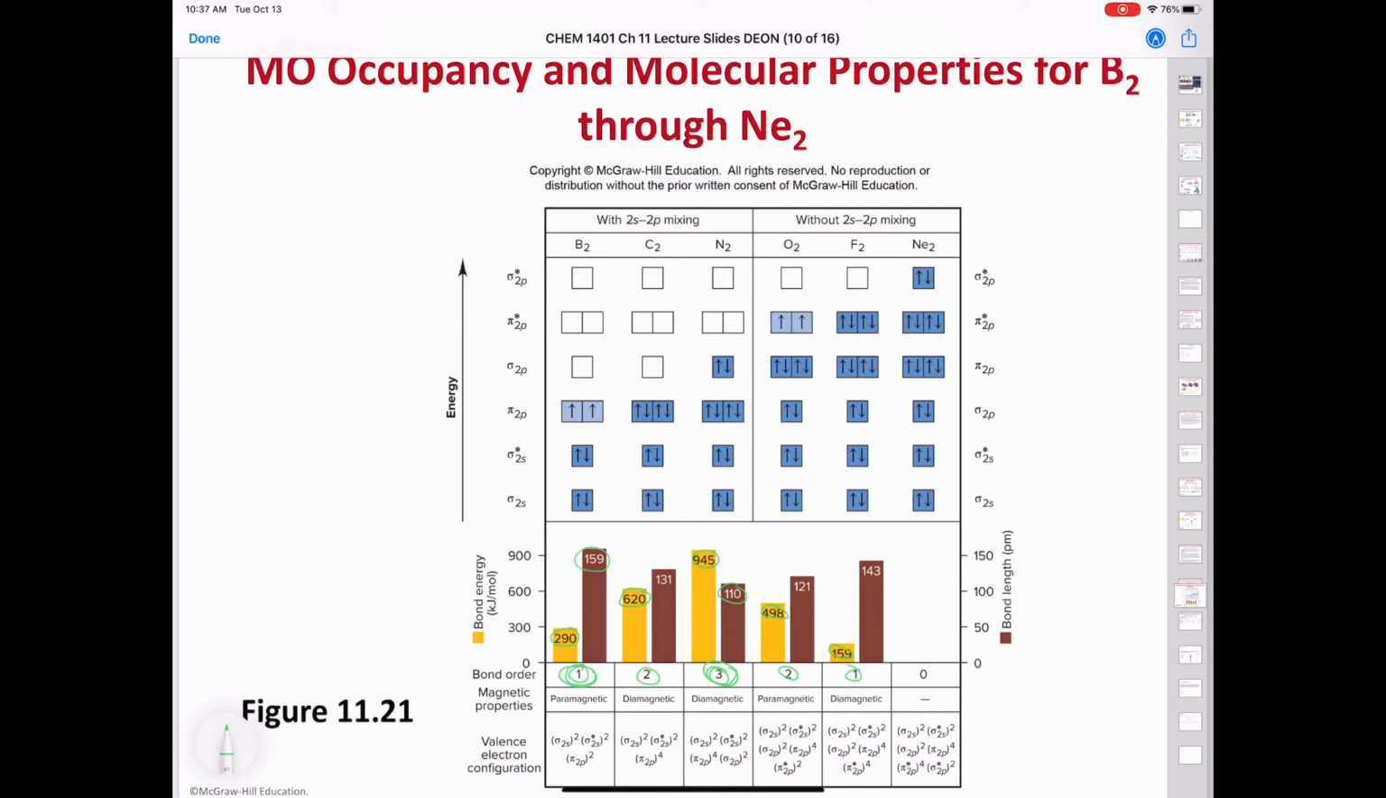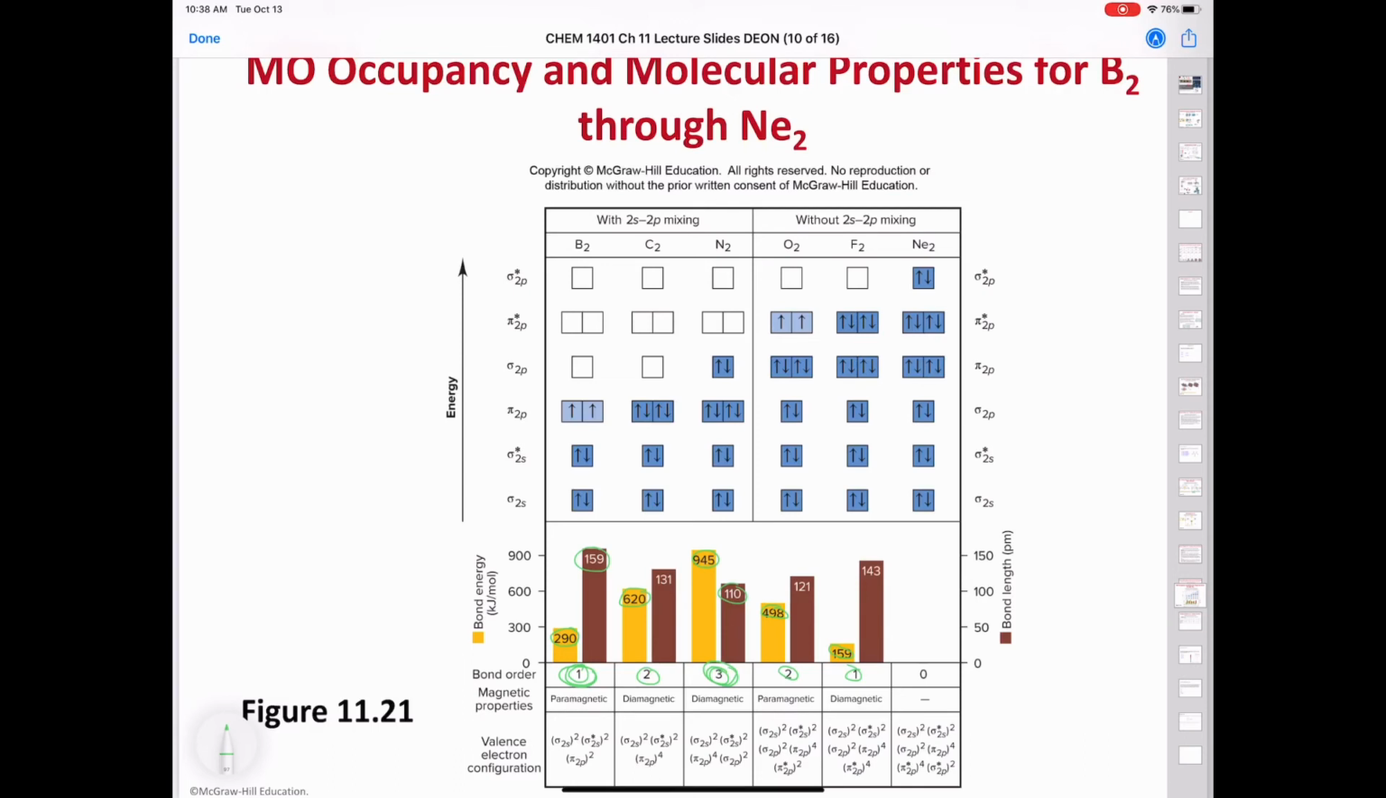The next thing you probably notice is that orbital occupancy correlates with magnetic properties. Remember in chapter 8 that if a substance has unpaired electrons, it's paramagnetic and it's going to be attracted to a magnet. If all the electrons are paired, the substance is diamagnetic and it is not attracted to a magnet. The same distinction applies to molecules. Let's take a look at the molecular orbital occupancy and some of the properties.